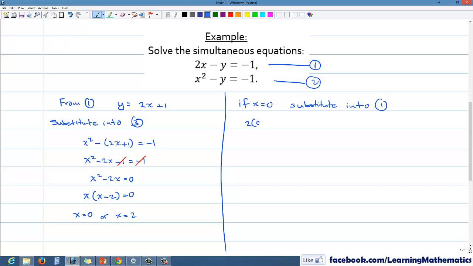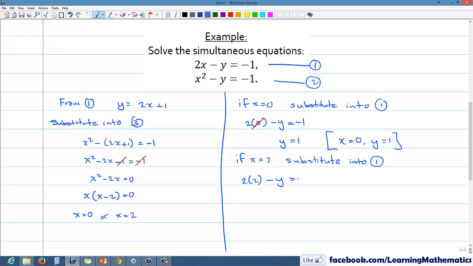Then 2 times 0, minus y equal to minus 1. Then like before, y is equal to 1. Then the first answer is x equal to 0, then y equal to 1. Then if x is equal to 2, again substitute into equation 1, then 2 multiplied with 2, minus y equal to minus 1, then 4 minus y equal to minus 1, then y is equal to 5. Then the other set of the answer is x equal to 2 and y equal to 5.